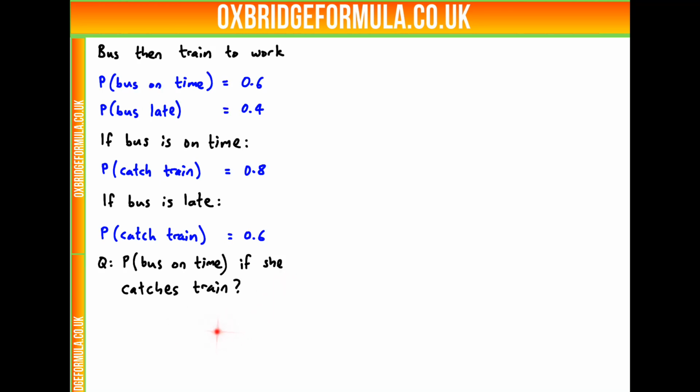So what's a good way of visually representing this data? With these probability questions, it's usually a good idea to draw some sort of probability tree. So the first choice we have is whether the bus was on time or late. We represent this like so. And then what are the probabilities of each of these outcomes? We're told that it's 0.6 for the bus being on time.